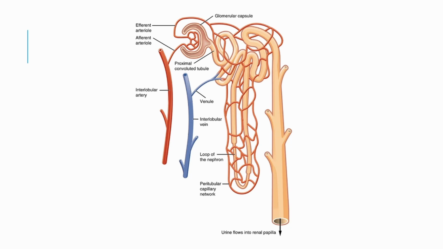So here's our nephron here. Let's look at some of the components. So here is our blood vessel that is bringing in blood to be filtered out. We call this the afferent arteriole. Think afferent arrives, that might help you.